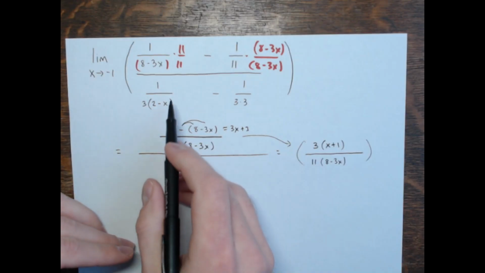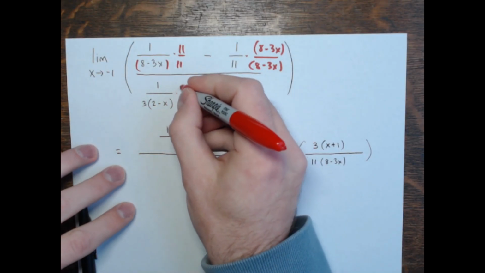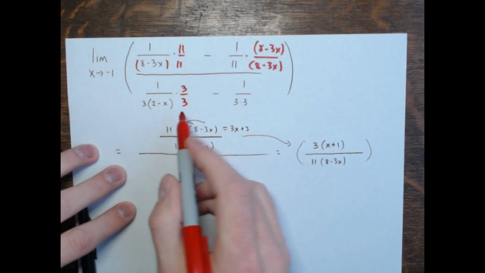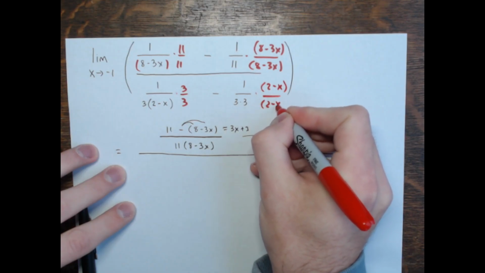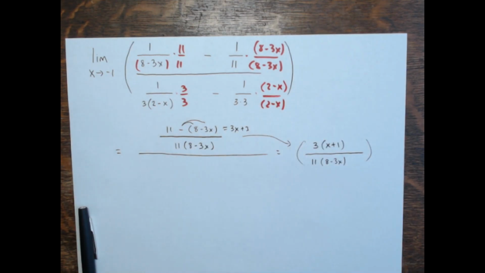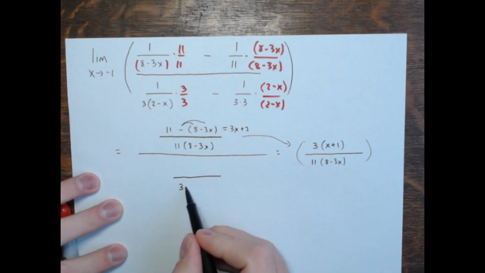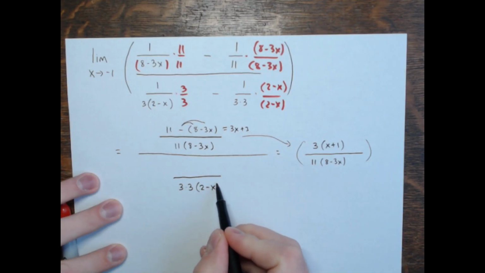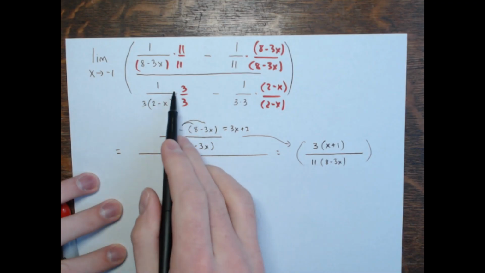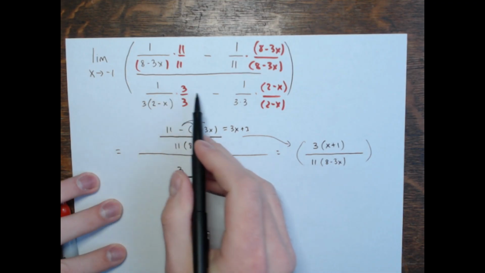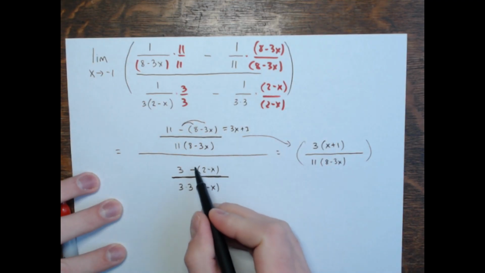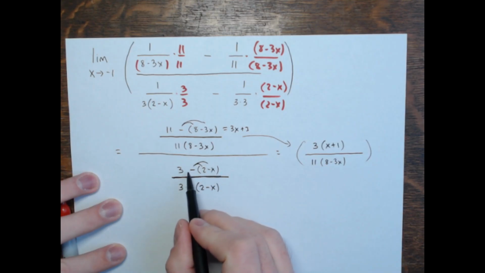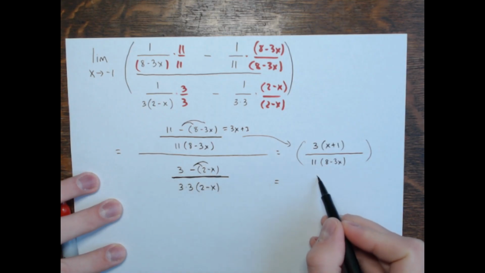Right? And then divided by, and then down here, I have to multiply this by 3 over 3 to get an extra 3, and then this by 2 minus x over 2 minus x, to get a common denominator. So that common denominator is 3 times 2 minus x, and then the numerators put together are 3 minus this 2 minus x quantity. Distribute the negative, and this is just 1 plus x, or x plus 1.